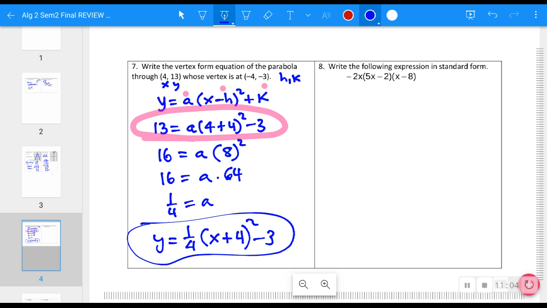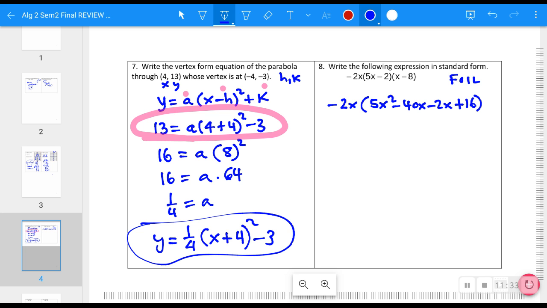All right, number 8 will be the last one I do on this initial video. And we're going to start by using FOIL on the back half. So for now, that negative 2x is just going to hang tight. Okay, 5x times x. And then the outside pair is 5x times negative 8. The inside pair is negative 2 times x. And the last times last is negative 2 times negative 8.